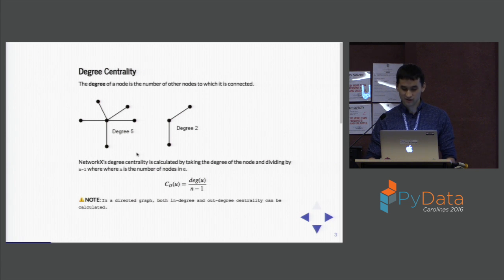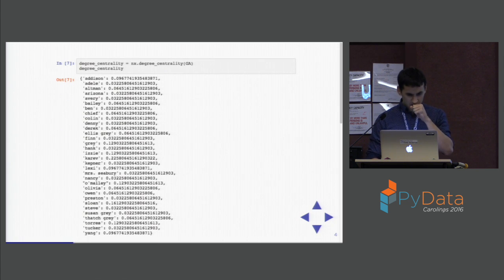We'll see how this plays out in practice. So basically, all you have to do to get the degree centrality once you have this graph object is call the degree centrality method, add in your graph object, let it run, and boom, there we go. The degree centrality for all the characters in our network.